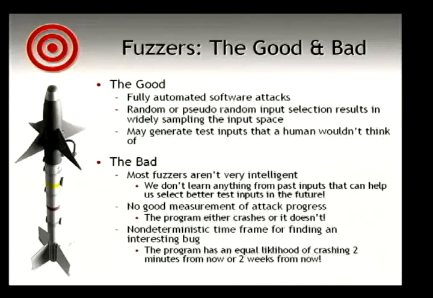The bad news about fuzzers is that they're not very intelligent. That is, we keep throwing these unguided missiles, so to speak, at a program and hoping that the program will crash. But we don't really learn anything over time from the inputs that we've tried in the past that would have any hope of driving our input selection in the future to improve our chances of getting somewhere interesting in that program. So we don't have a good measurement of attack progress. The program either crashes or it doesn't. Also, there's a non-deterministic time frame for finding an interesting bug by throwing random inputs, or unguided missiles, at this program. Our program has an equal likelihood of crashing 2 minutes from now or 2 months from now.